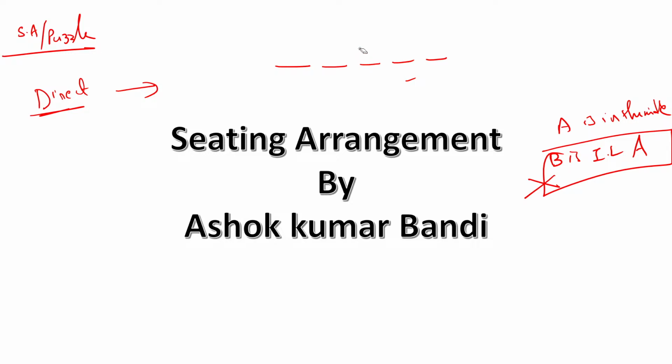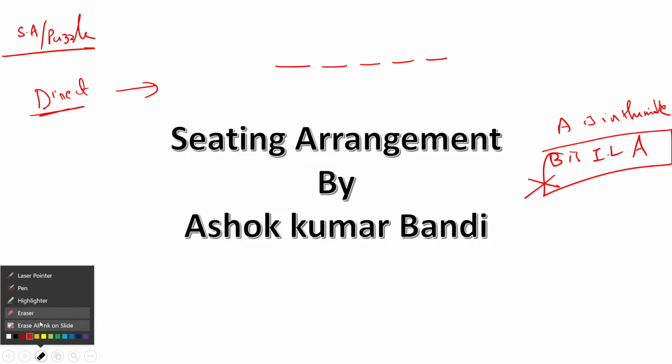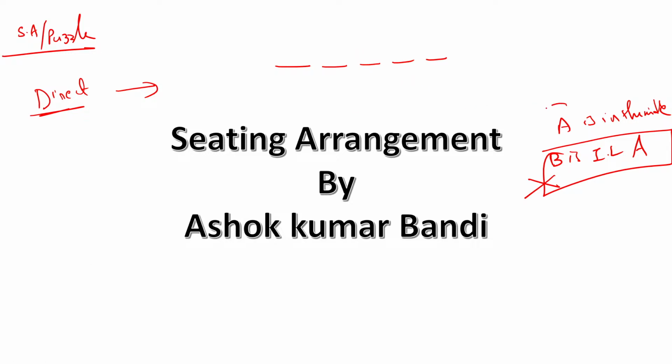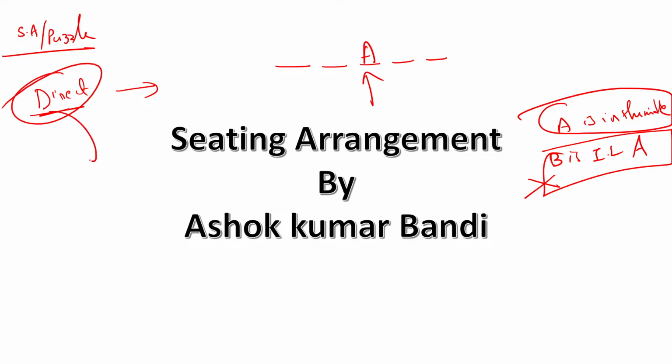Direct clues in the sense, the persons whom you can place in the problem. For example, see, A is in the middle. That means you know the position of A here. So whomever you can place in the problem, try to place those people first. We are going to call them direct clues. Once you place the direct clues, then search for the indirect clues which are talking about the direct persons.